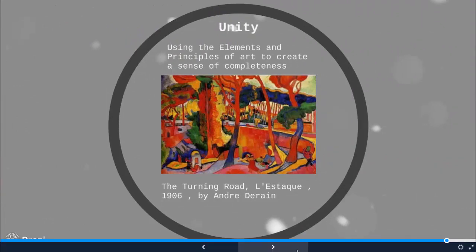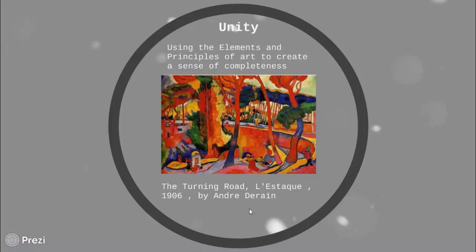And unity. Unity and harmony are kind of saying the same thing, but using the elements and principles of art to create a sense of completeness. So there's so many things, just like we were just talking about with that Picasso, that are working together very well. I look at this and I'm saying, wow, I see color, I see line. In this painting right here, the turning road, I see shape, I see balance, I see repetition with these different trees repeating throughout. It's very interesting how all the elements and principles can go together to create this sense of completeness, this beautiful artwork.